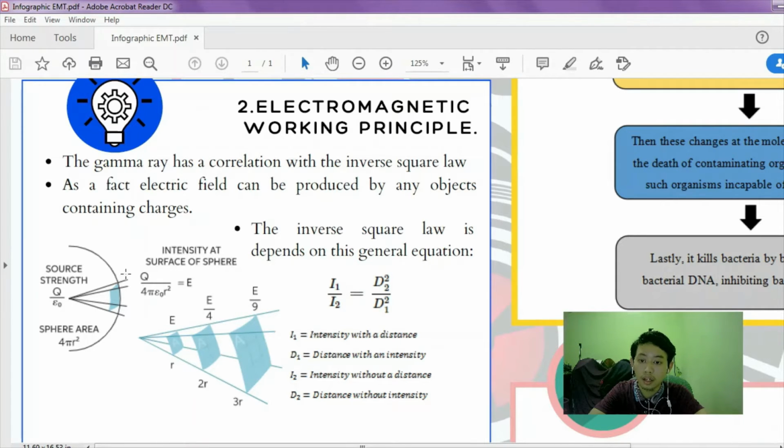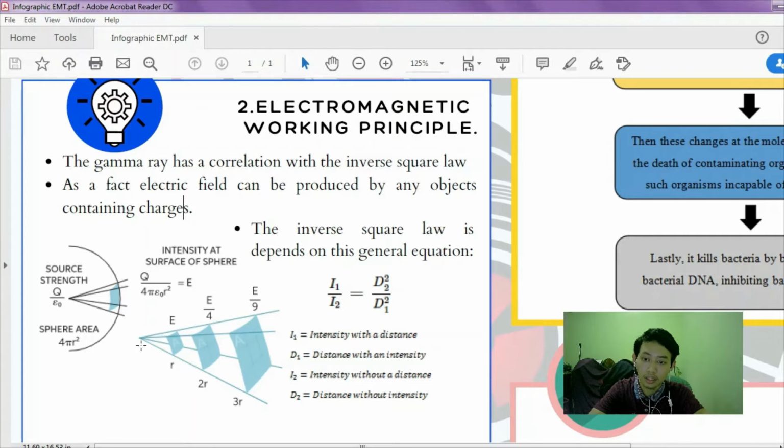At this moment it will obey the inverse square law, and the formula is E equals Q over 4 pi epsilon naught R squared, whereby Q is the point charge and E is the electric field. Looking at the emitted ray, the farther the ray is emitted, the more E will change, because when R increases, the surface area will increase as well. Thus, it will affect the electric field.